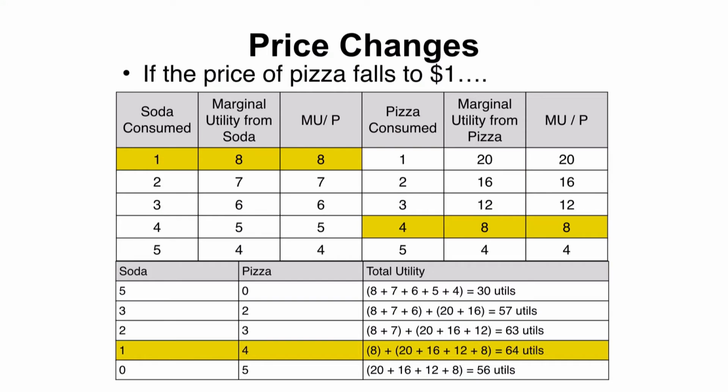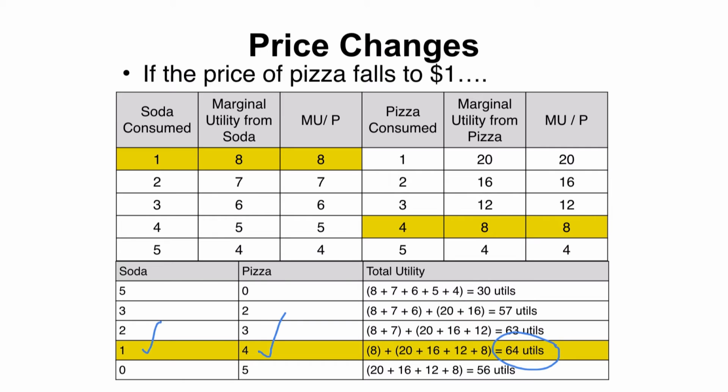So when we compare the total utility of all of the consumption bundles that we have just looked at when the price of pizza changes, what we observe then is that we get the highest total utility when we consume 1 can of soda and 4 slices of pizza. This would give us 64 units of total utility.